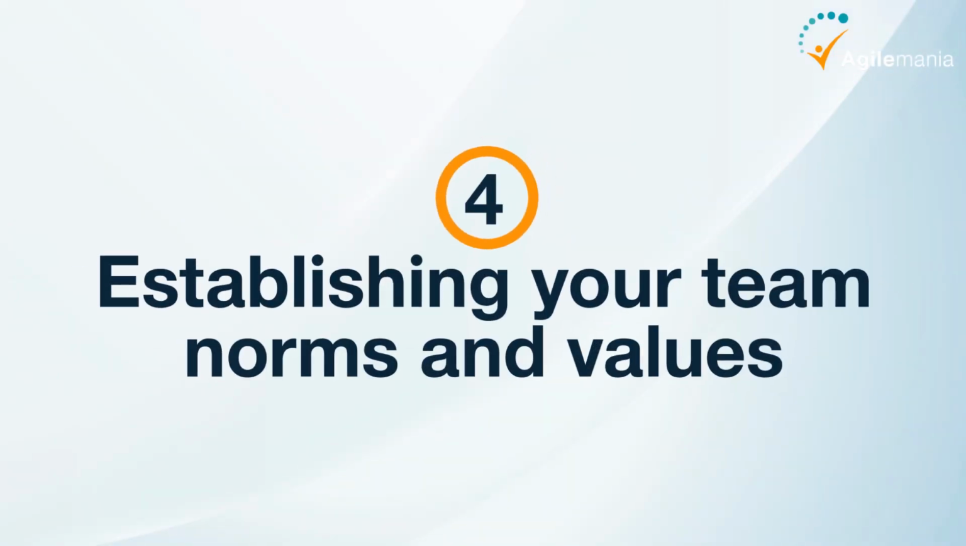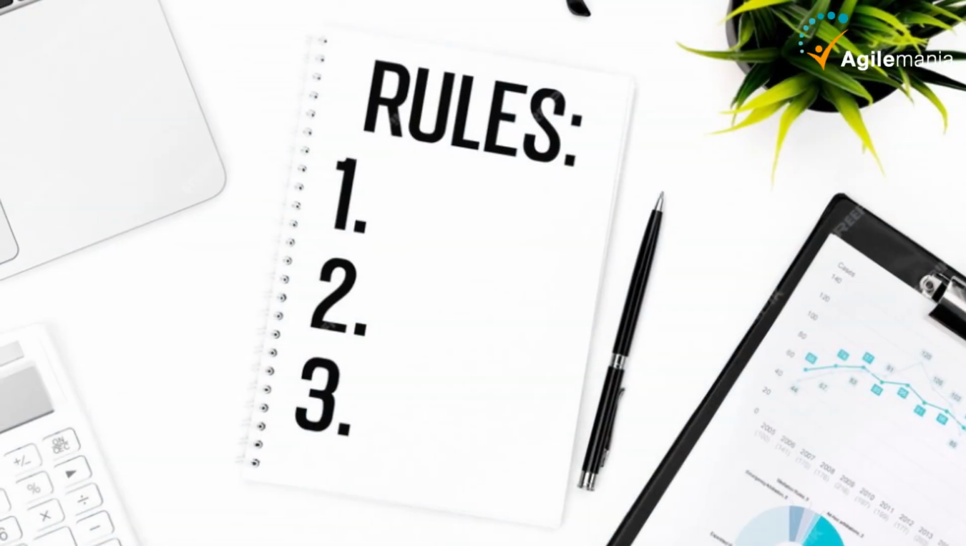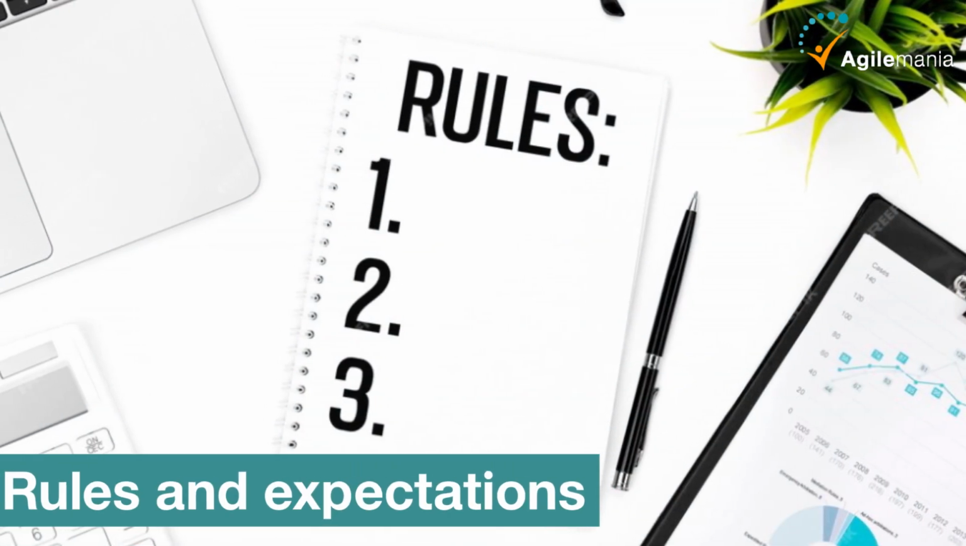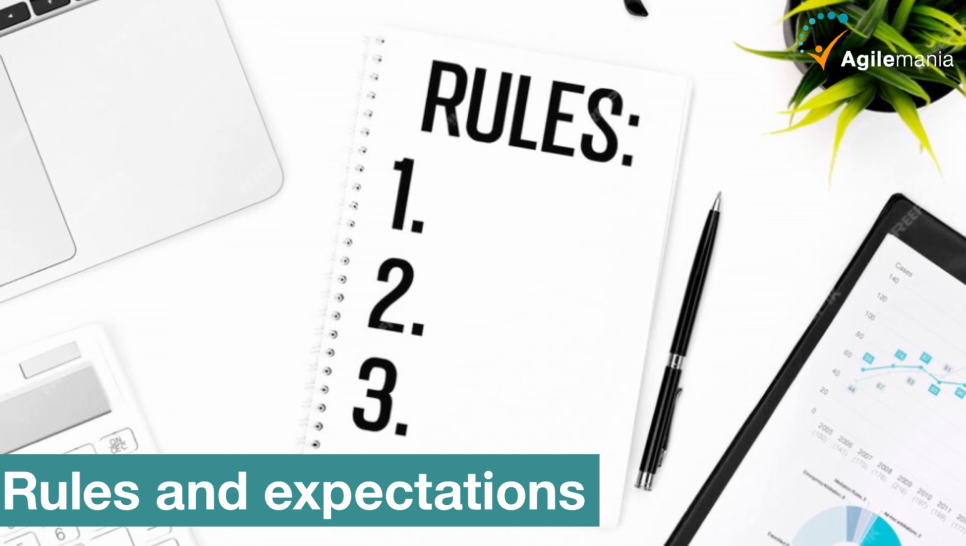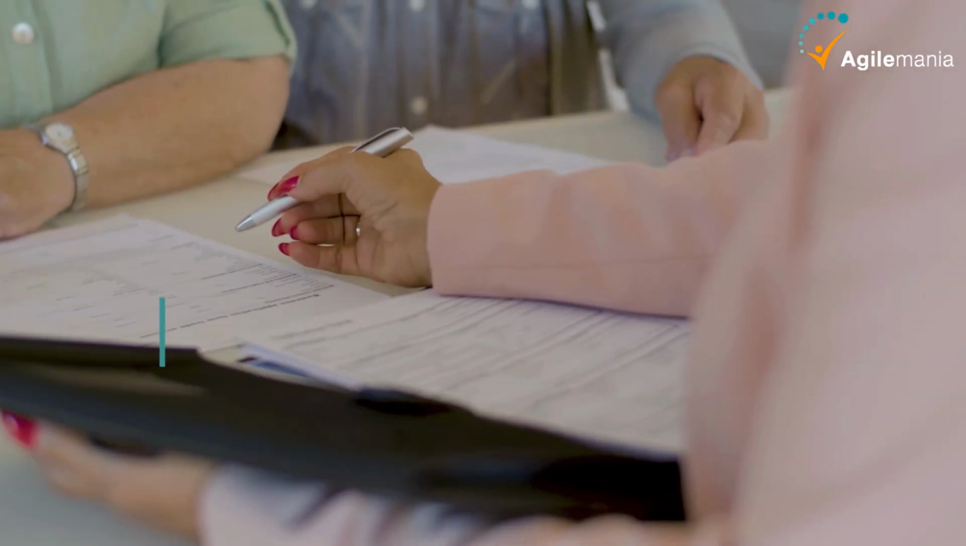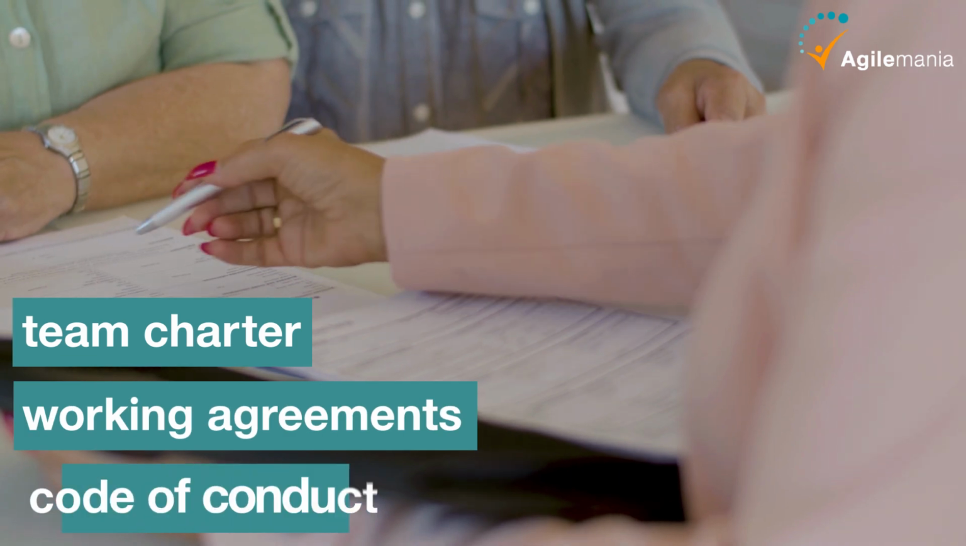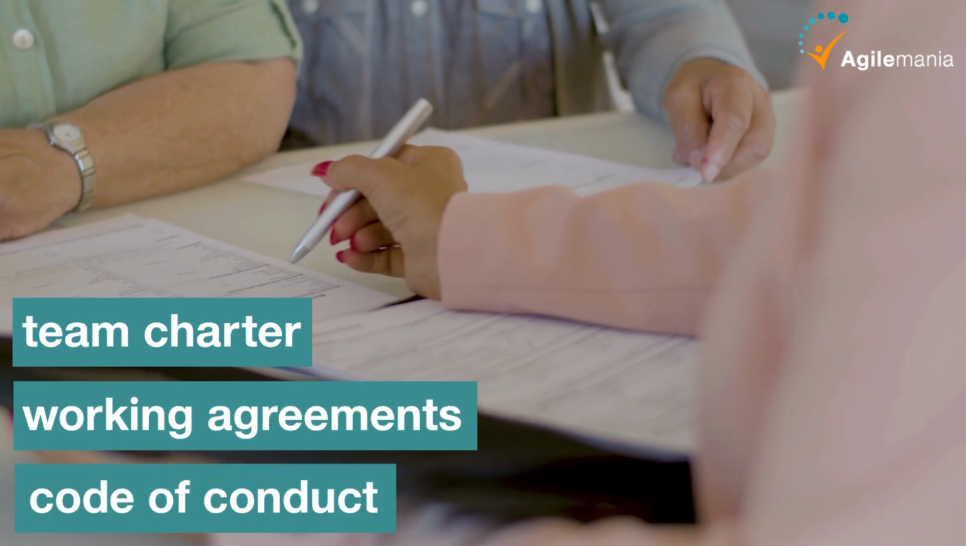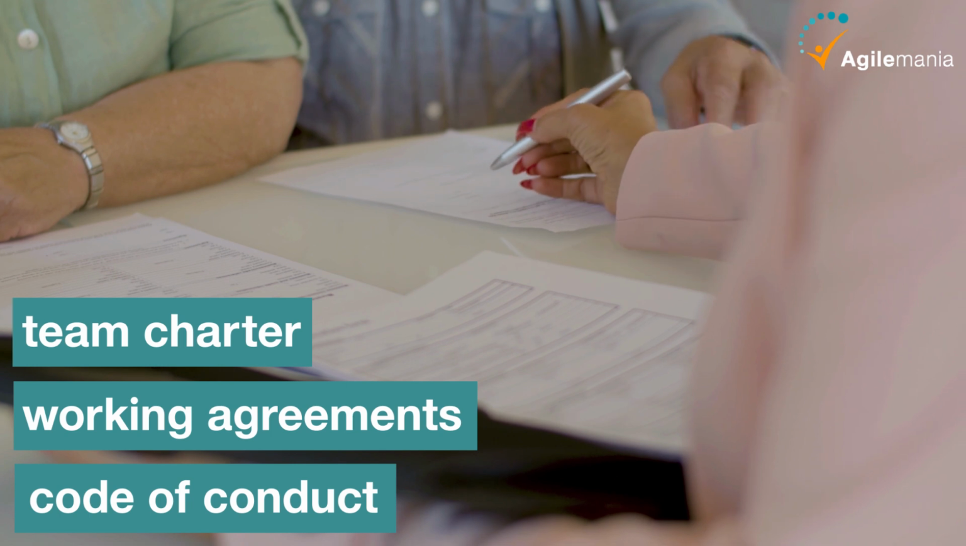The next step is establishing your team norms and values. After you have your team members, you need to establish some ground rules and expectations for how your team will work together. You can use tools like Team Charter, Working Agreements, or Code of Conduct to define your team norms and values. Some of the topics that you may want to cover are: first is communication.